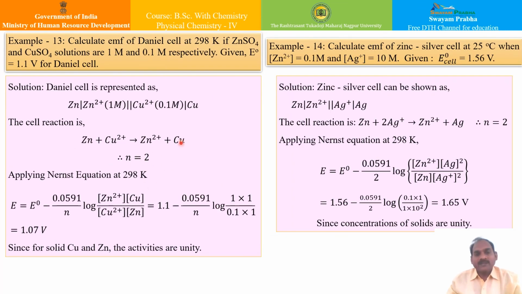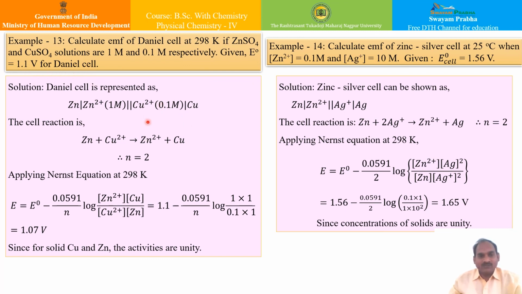This type of numericals can also appear. Say what is given, we need to calculate the EMF of the Daniell cell at 25 degrees centigrade, if zinc sulfate and copper sulfate solutions are 1 molar and 0.1 molar respectively. So zinc sulfate is 1 molar and copper sulfate is 0.1 molar. Two different concentrations are given, and E standard for the cell is 1.1 volt for this Daniell cell.